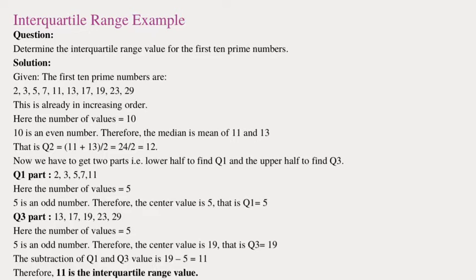Question: determine the interquartile range value for the first 10 prime numbers. The solution: the first 10 prime numbers are 2, 3, 5, 7, 11, 13, 17, 19, 23, and 29. This is already in increasing order.